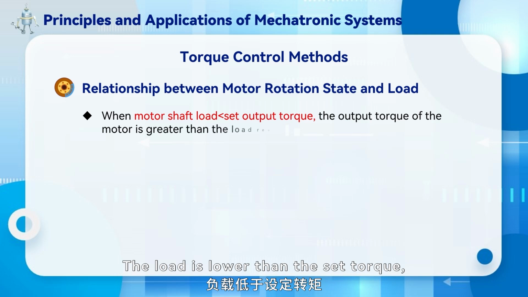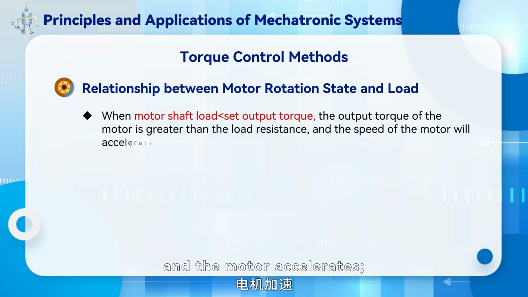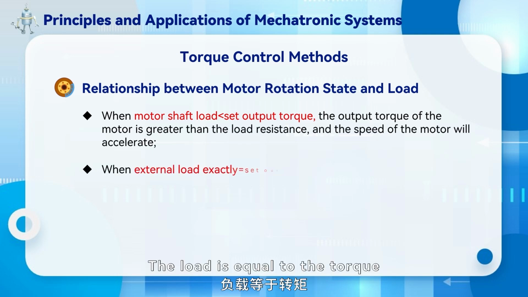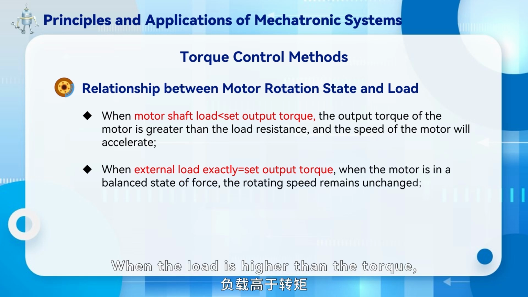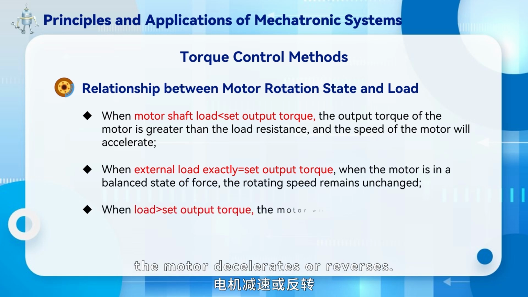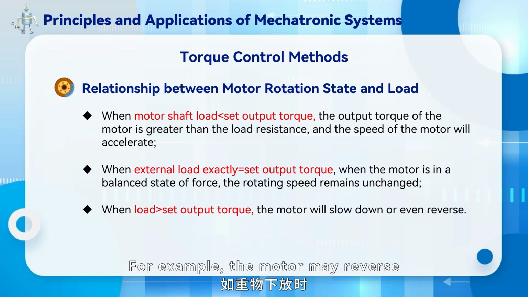The load is lower than the set torque, and the motor accelerates. The load is equal to the torque, and the motor is at a constant speed. When the load is higher than the torque, the motor decelerates or reverses. For example, the motor may reverse when a heavy object is lowered.